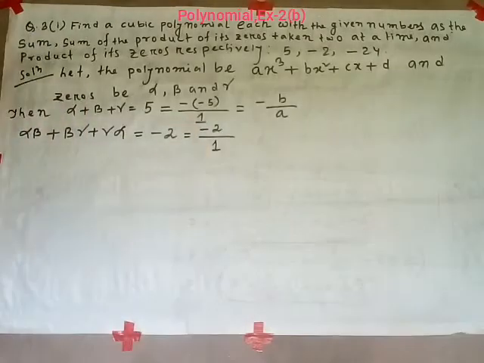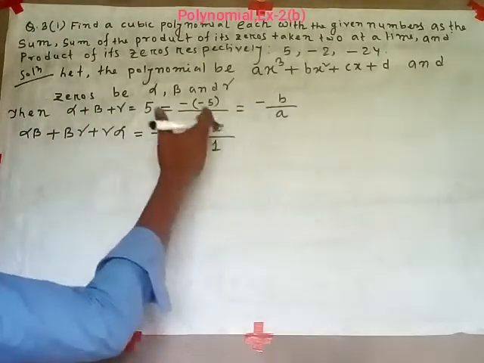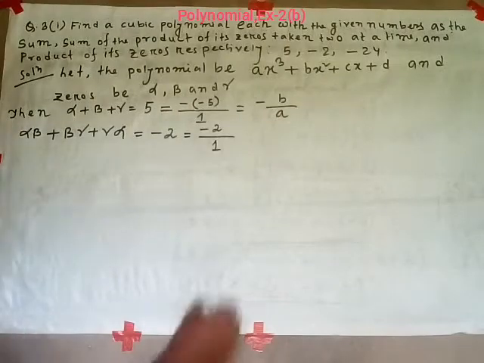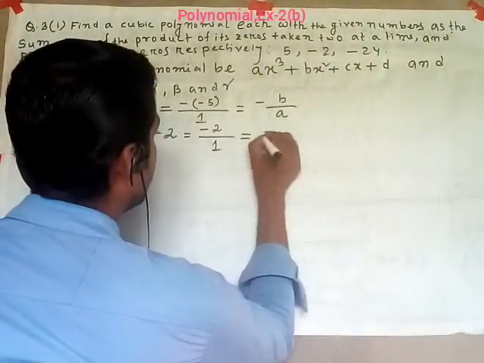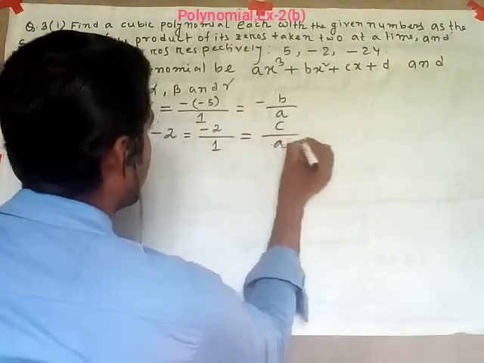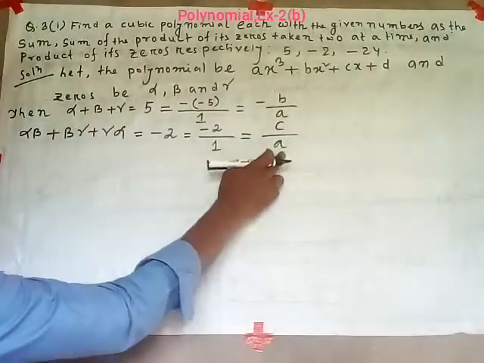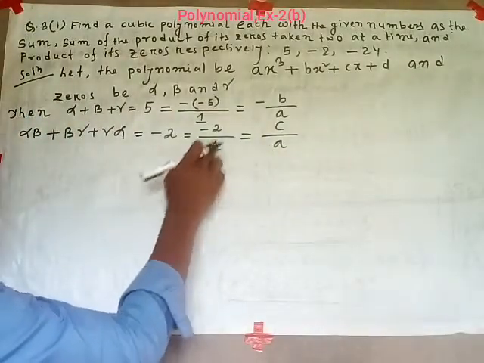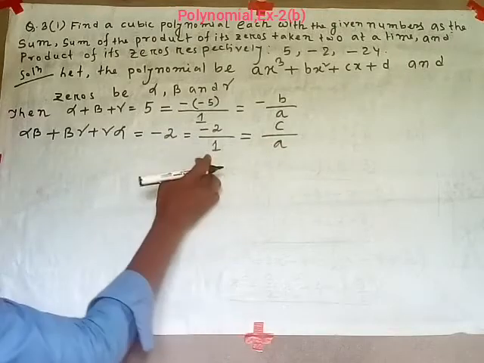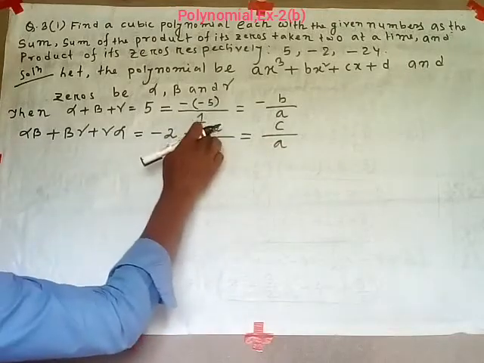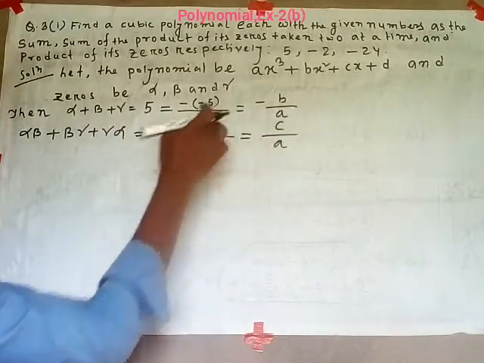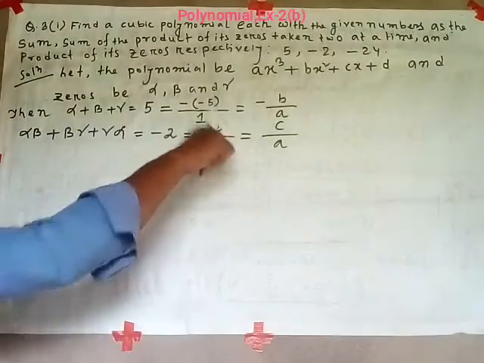1 as a denominator. Why are we writing here? Because we are trying to get the formula c by a. So here what can we understand? 1 is the denominator, a is the denominator, so a equal to 1. Again minus 2 here and c, so c equal to minus 2.